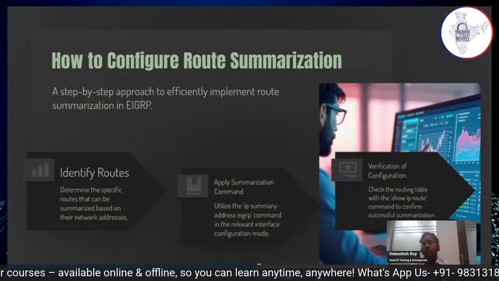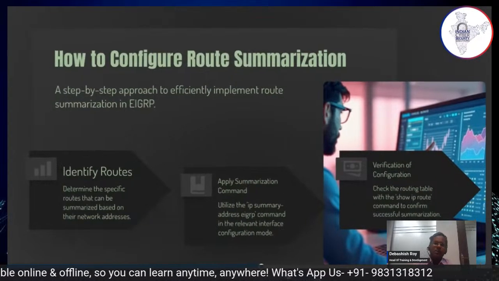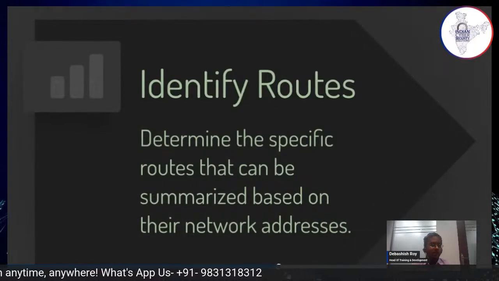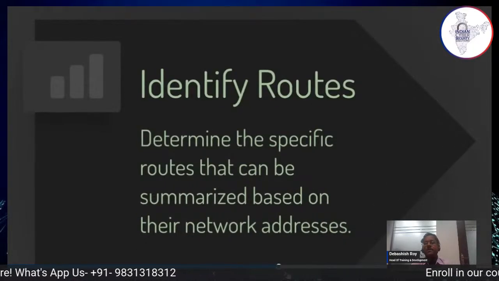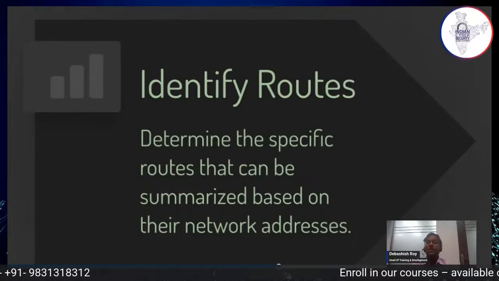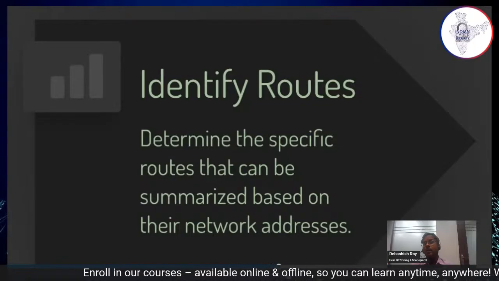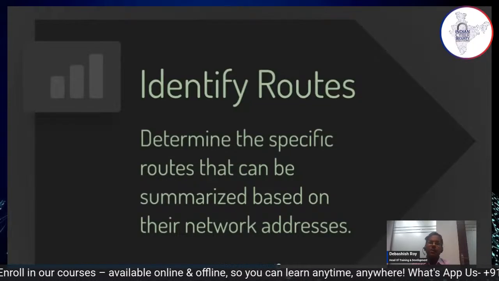Now, how to configure route summarization? First of all, you have to identify routes. You have to determine the contiguous routes that I have talked about, the specific routes that can be summarized based on the network address, because discontiguous routes are there. They cannot be summarized. You cannot summarize, like, 192.168.1 and 192.168.10. You cannot do that.